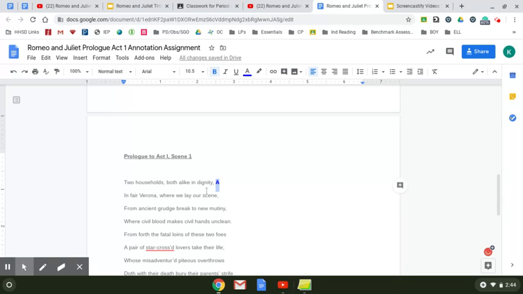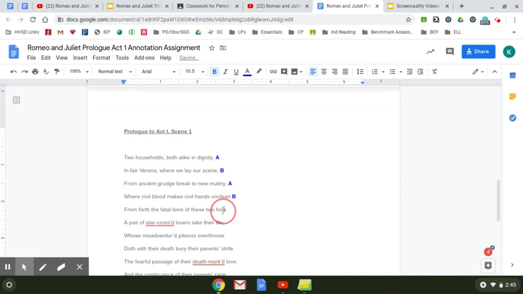Scene, dignity, they don't rhyme. Mutiny, dignity, those two rhyme. Scene doesn't rhyme with dignity, so I'm going to make scene a B. When I get down here, unclean. Unclean and scene rhyme together, so I would put a B. Foes doesn't rhyme with dignity, and foes doesn't rhyme with scene, so foes is going to get a C.